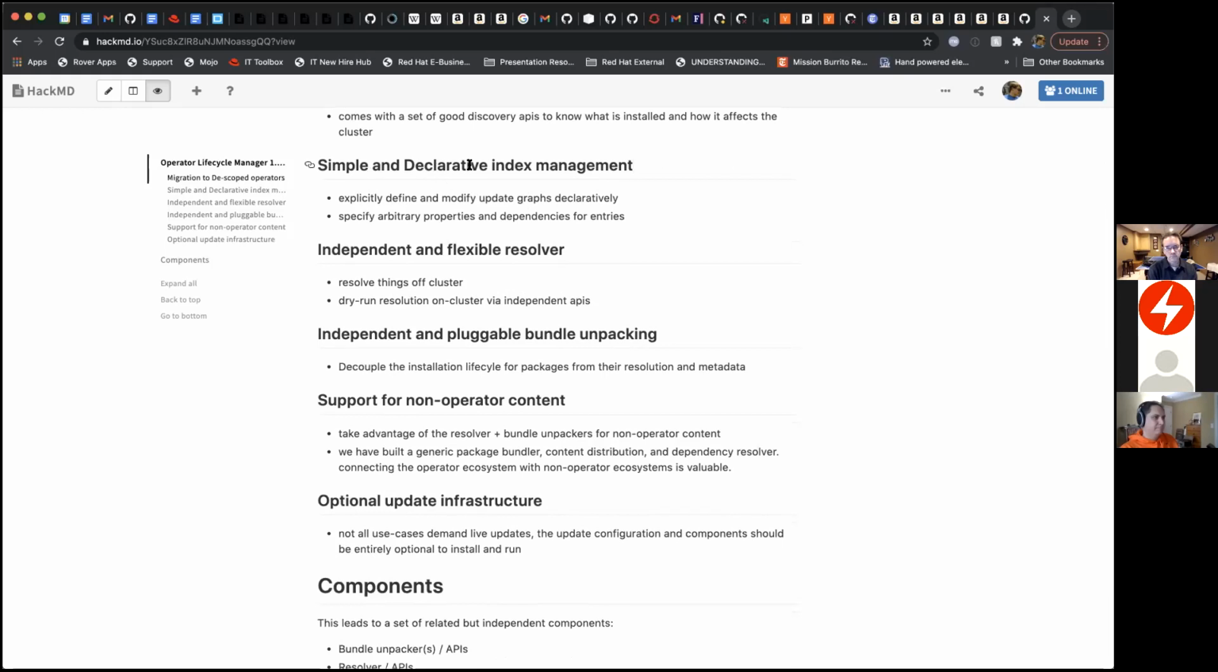The other one is the declarative index config. That's already in progress. We have that enhancement that is pretty much ready to go. And I think this solves a lot of our publishing side problems.